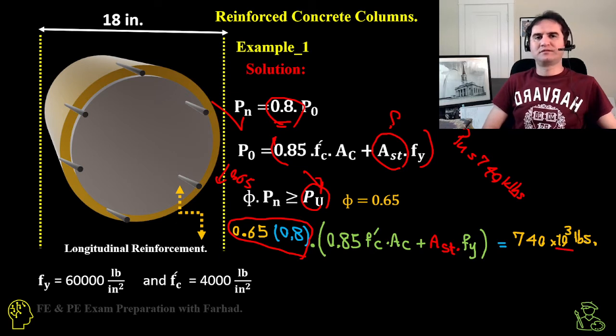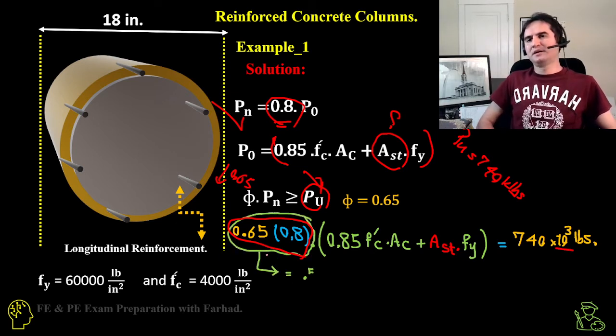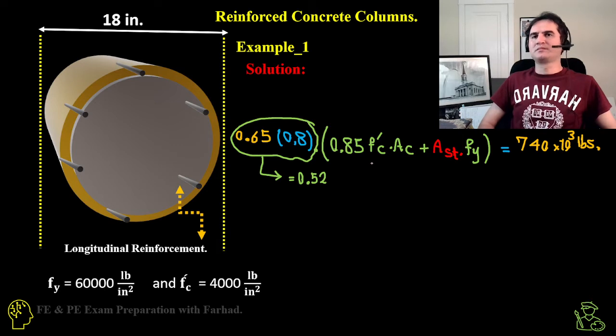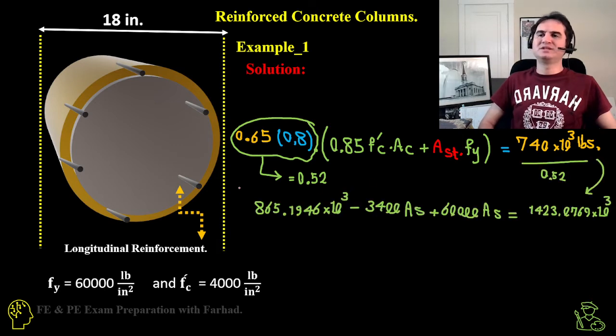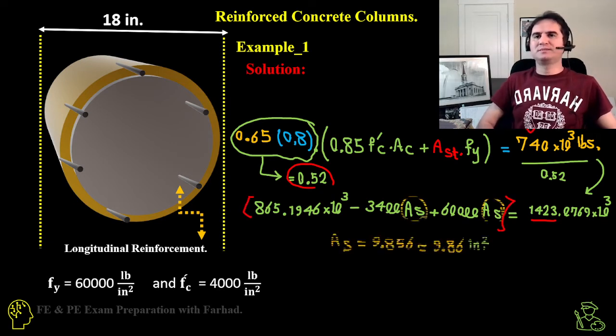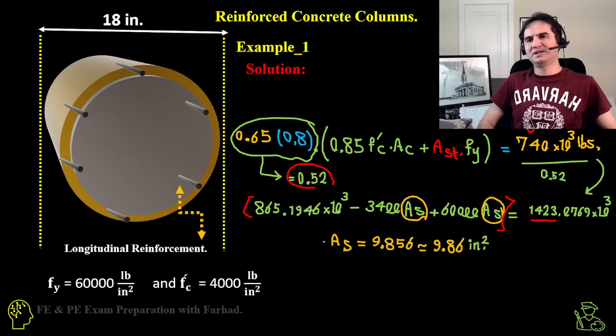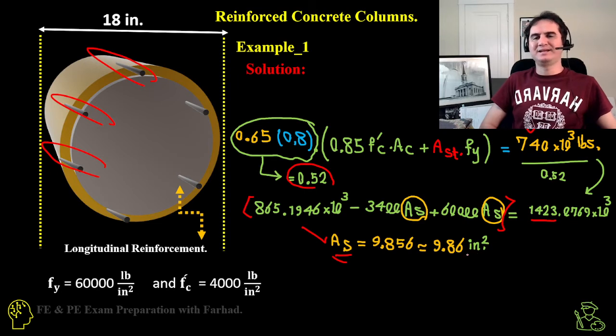We convert that to pounds. This coefficient comes to 0.52. And if you do the math and divide the second part by this coefficient, it gives you 1423 point something times 10 cubed for the second part, and it gives us an equation just based on the area of steel. The area of longitudinal steel is equal to 9.86 inches squared.